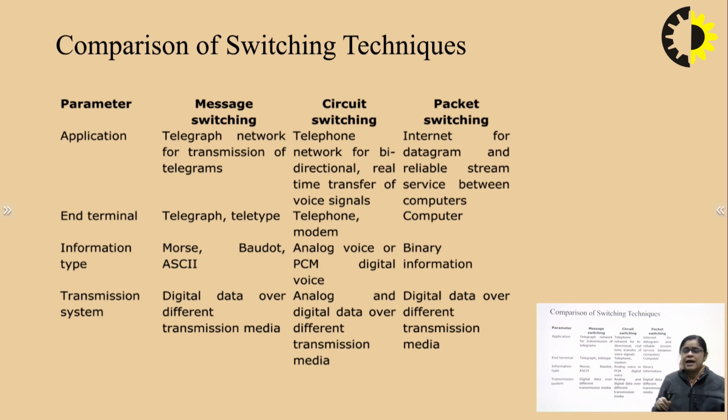And what type of information travels in the switching? In message switching, it is ASCII and Morse. In circuit switching, the information travels as analog voice, PCM, or digital voice. In packet switching, it is binary information. In the transmission system, message switching uses digital data over different transmission media. Circuit switching uses analog as well as digital data. In packet switching, again it is digital data over different transmission media, because binary information travels. When we use a computer, my data always travels in binary form, that is, digital data over different transmission media.